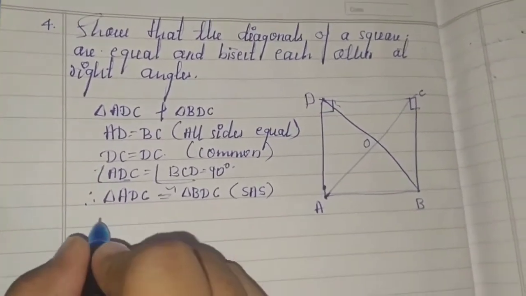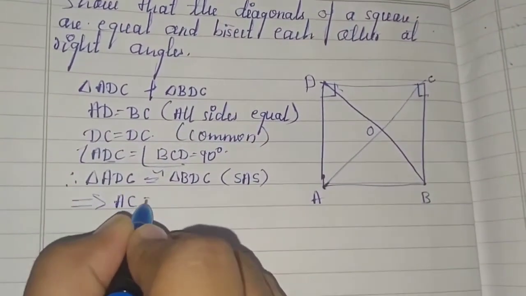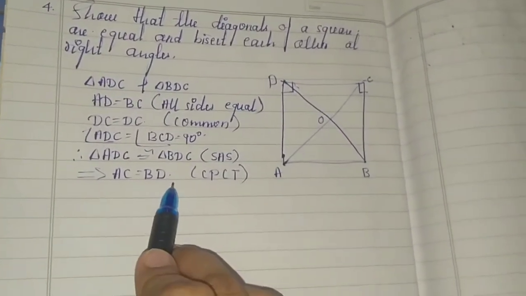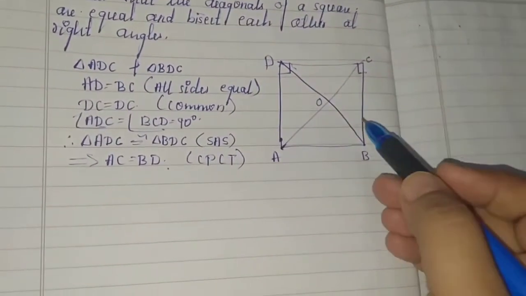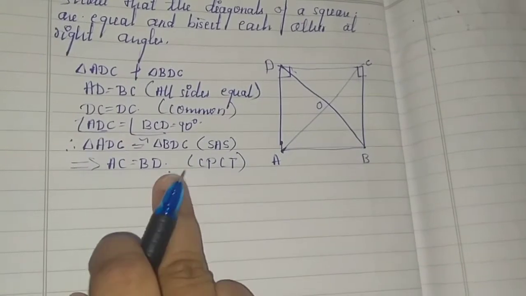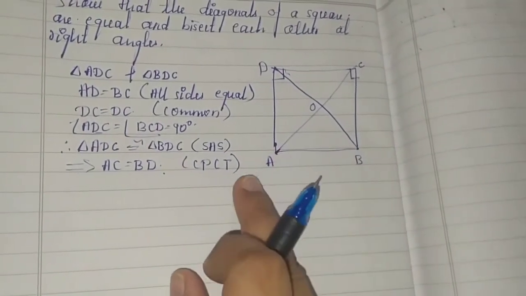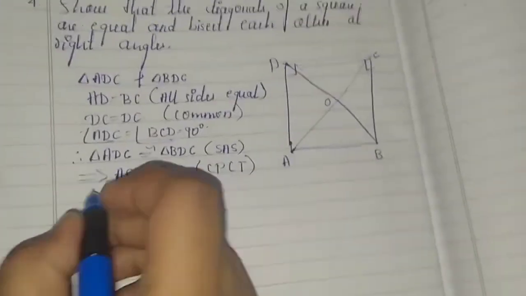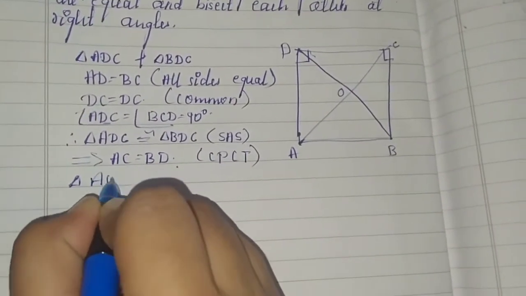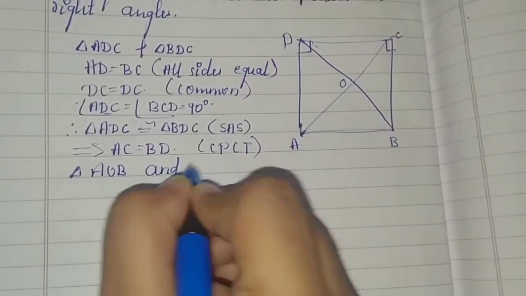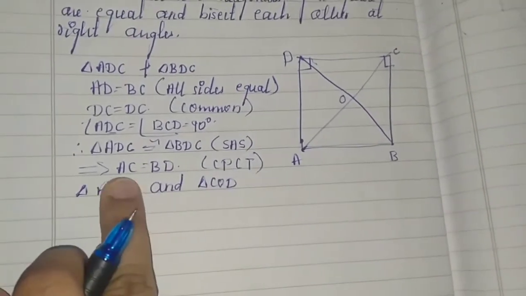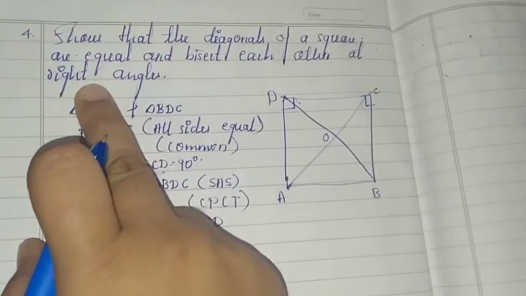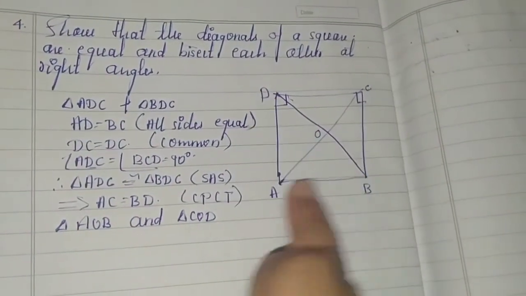Okay, so now this implies AC is equal to BD. According to CPCT, we can write that AC is equal to BD, that is, corresponding parts of congruent triangles. Okay, so now the next thing is what? Just consider triangle AOB and triangle COD. So one thing we have already proved now, that the diagonals of a square are equal. So AC is equal to BD, already we have proved.